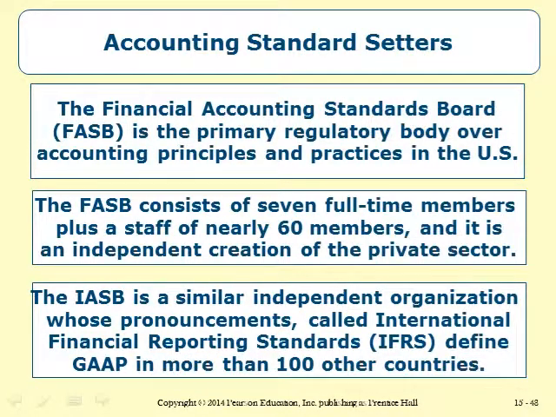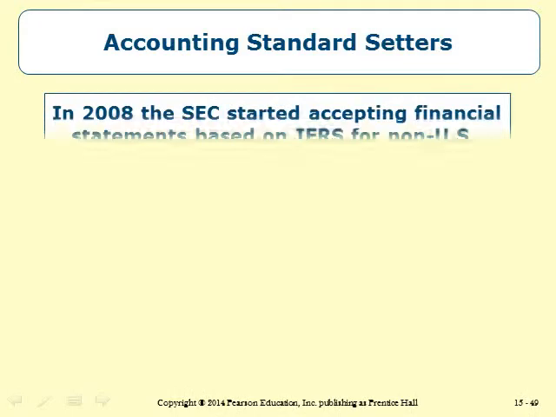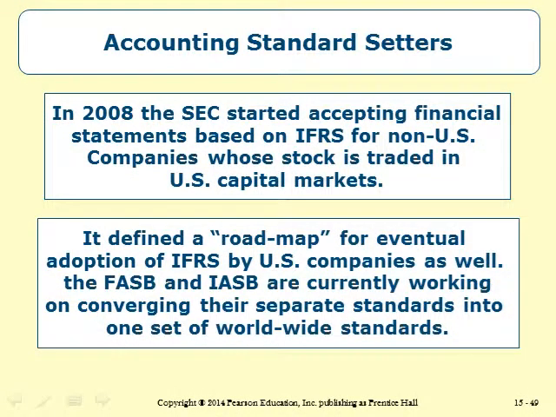And right now what we see is a move to try to merge these different GAAP and IFRSs, particularly in light of the increased globalization that is going on in the world. So in 2008, the SEC started accepting financial statements based on IFRSs for non-U.S. companies whose stock is traded in the U.S. capital markets. It also defined a roadmap for eventual adoption of international standards by U.S. companies as well. The FASB and IASB are currently working on converging their separate standards into one set of worldwide standards. And this is a very complicated, drawn-out, complex problem that's been worked on for many years, and there's still a long way to go with it.